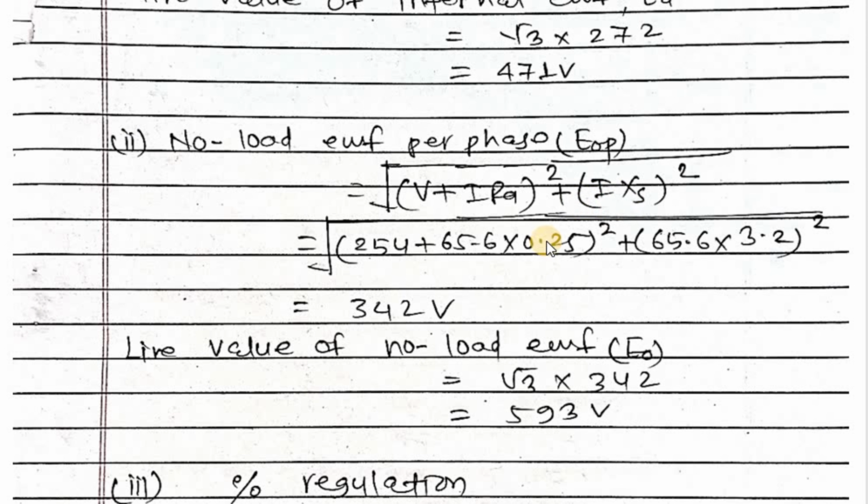No load EMF per phase equals root under (V plus I R) whole square plus (I XS) whole square. Put in the values and we get 342 volt. We have to find the line voltage, so multiply by root 3, and we get 593 volt.